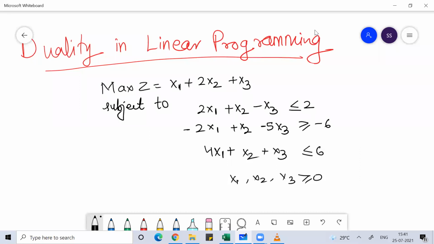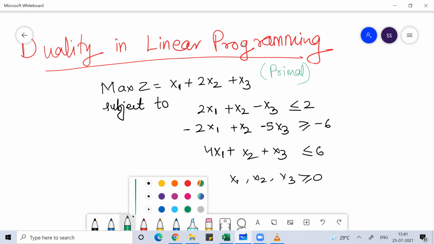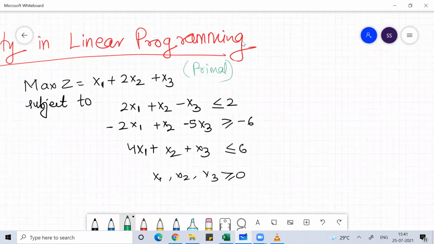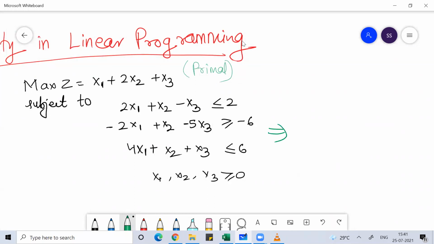Whenever you see an LPP problem, guys, we call it the primal. Every LPP problem has another form, which we call the dual. For every LPP problem which we call a primal, we can write the dual form. Either you solve the primal or you solve the dual, you will get the same answer.